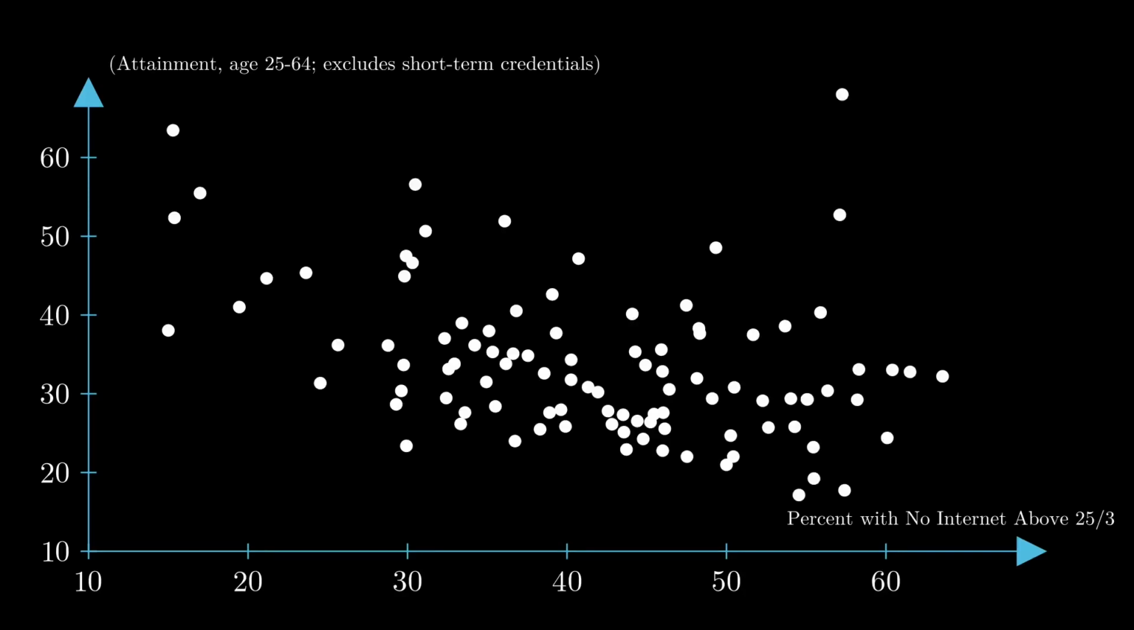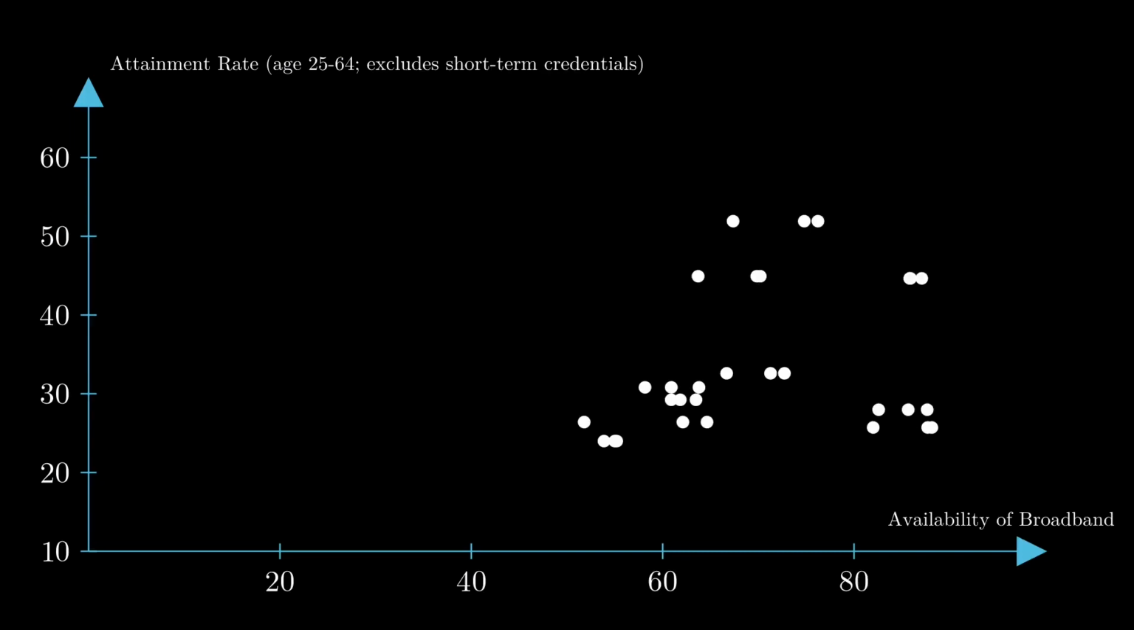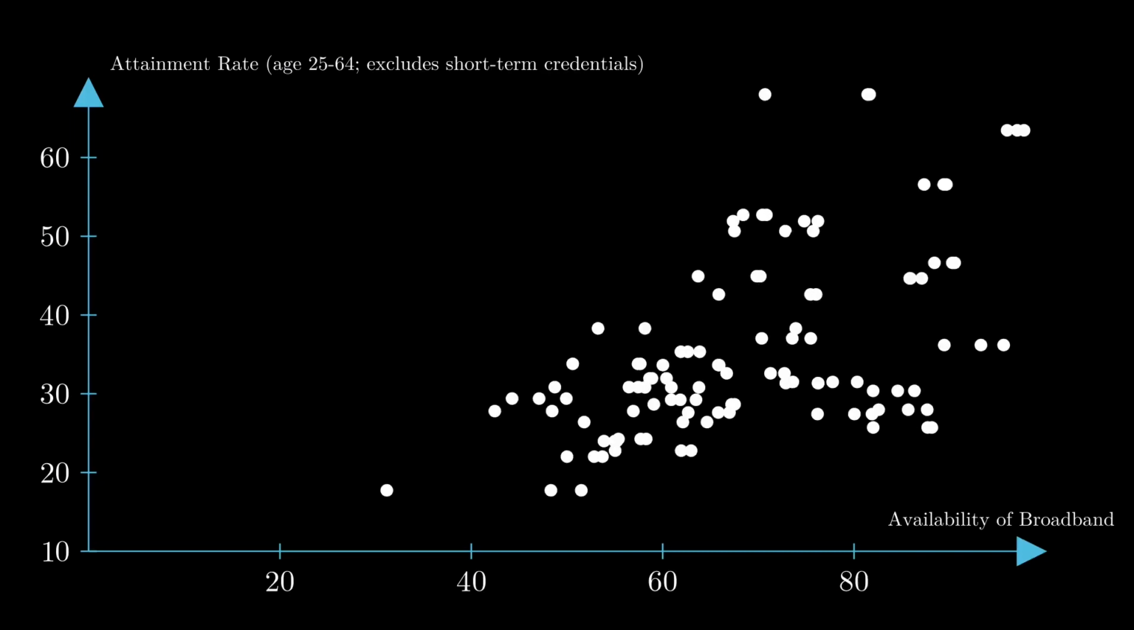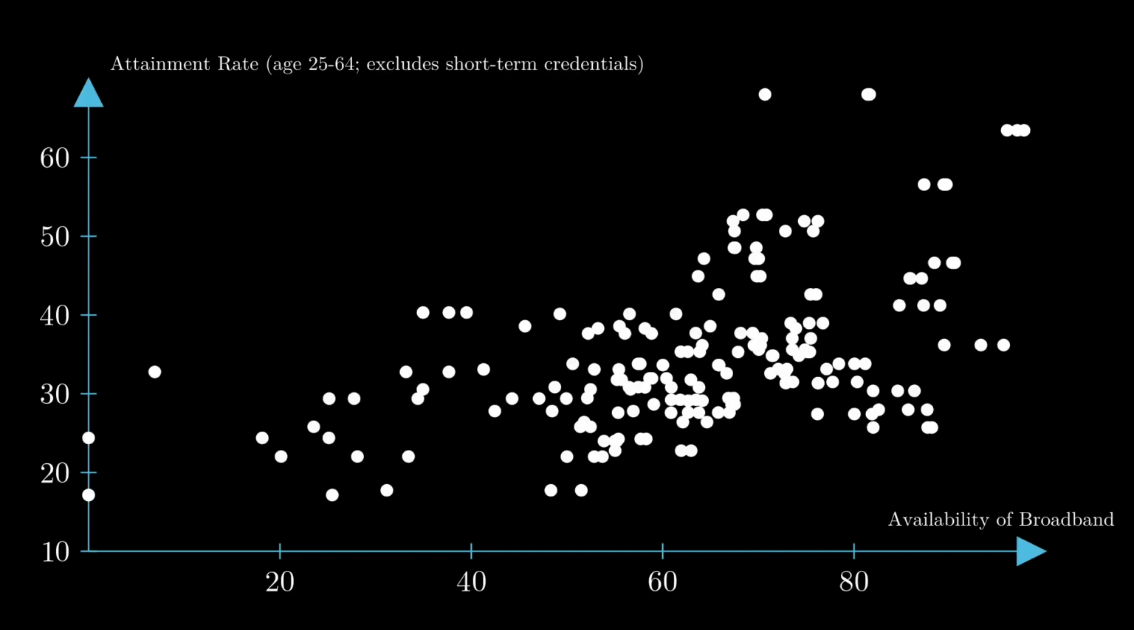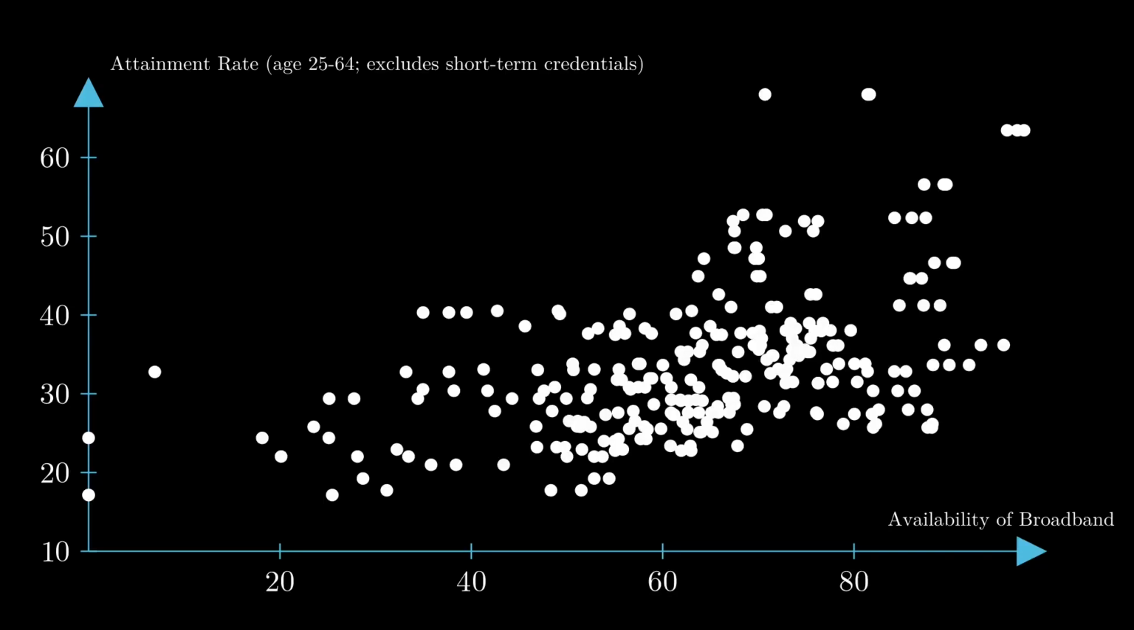We then compared these metrics with another dataset and came upon the same conclusion. These graphs tell us the same story. Internet availability alone doesn't have any recognizable correlation with post-secondary attainment rates. These statistical analyses imply that there are other confounding variables at play.